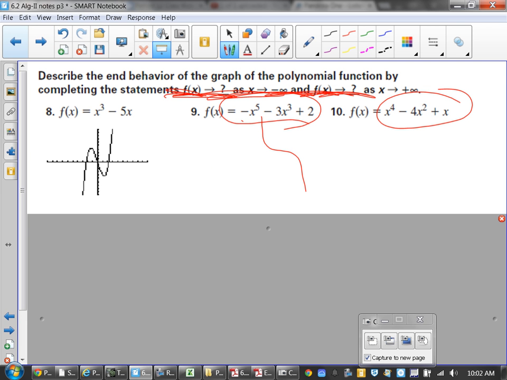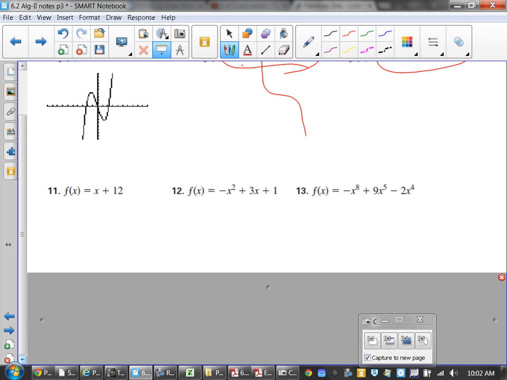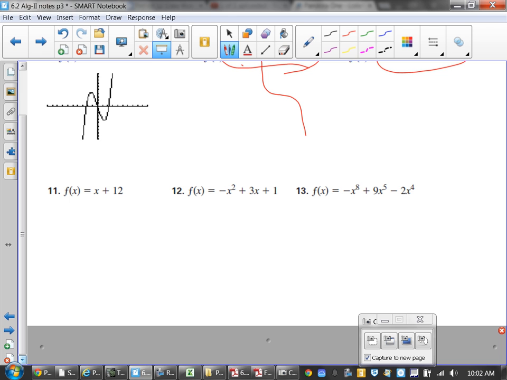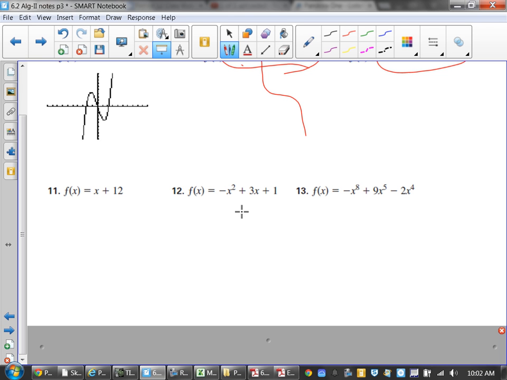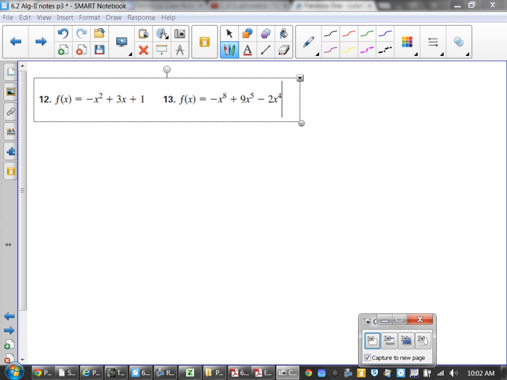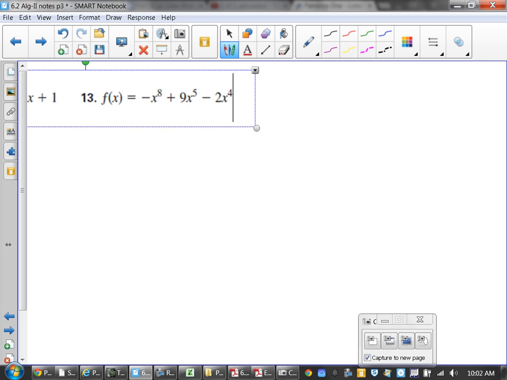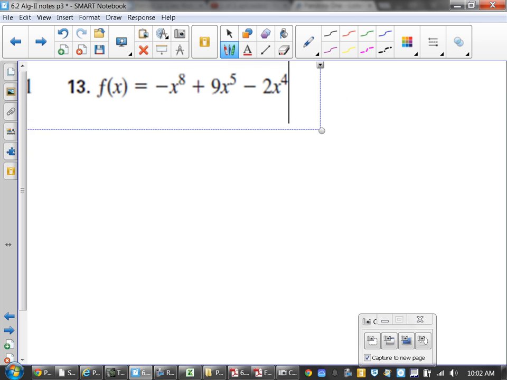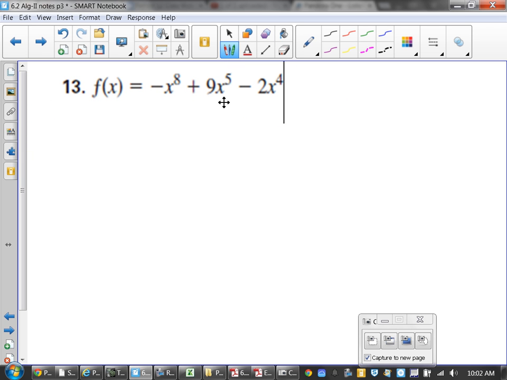No, we're not there yet. There's one other little bit here. Of course there is. There's always more. What I want to do is look at that one. Negative x to the 8th plus 9x to the 5th minus 2x to the 4th.